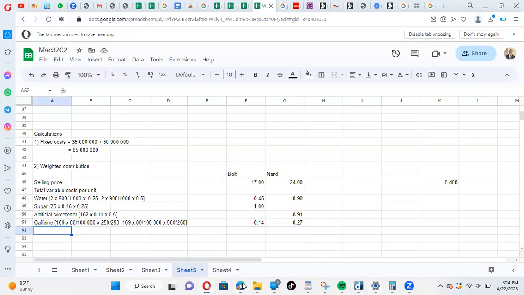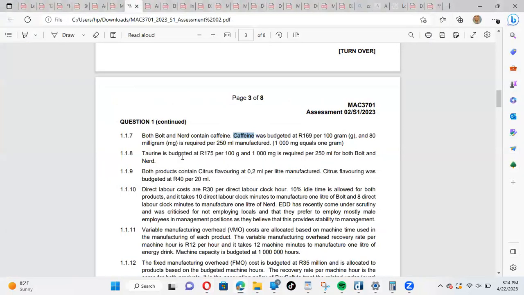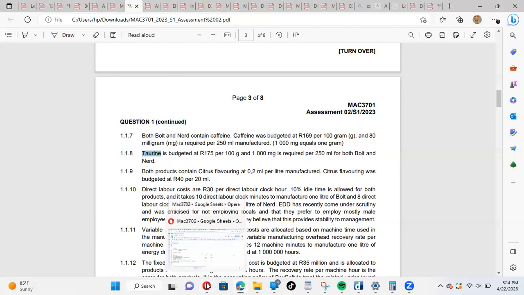All right. Taurine, whatever this is, taurine is budgeted at 175 per 100 grams. And you see this story again, eh? 1,000 milligrams is required per 250 for both of those. Right, so okay, it's okay.